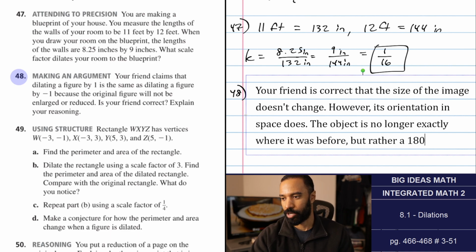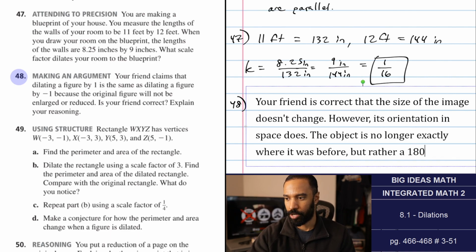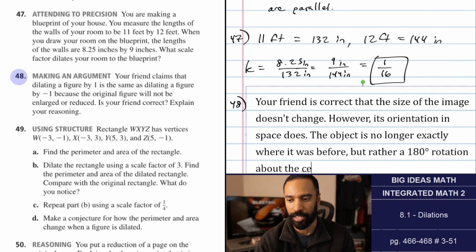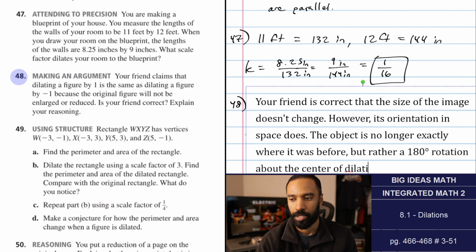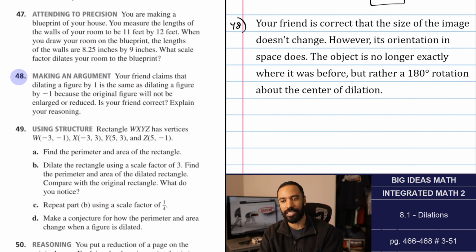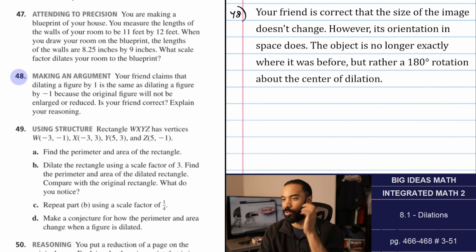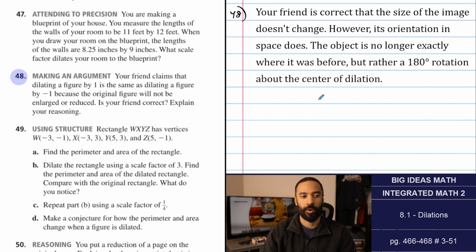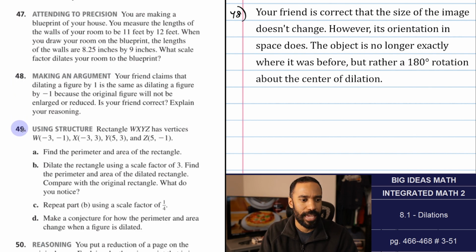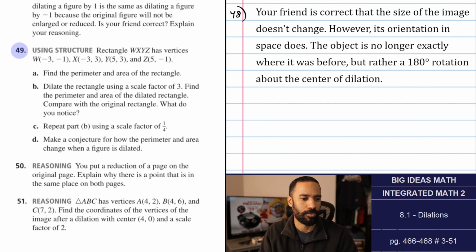Wait, I'm trying to do the degree sign. 180-degree rotation about the center of dilation. So your friend's kind of correct. If you're talking about congruency and distance and things like that, yeah, your friend's correct. If you're talking about place and space, orientation, not exactly. So it's yes and no. Your friend kind of has a point to make.